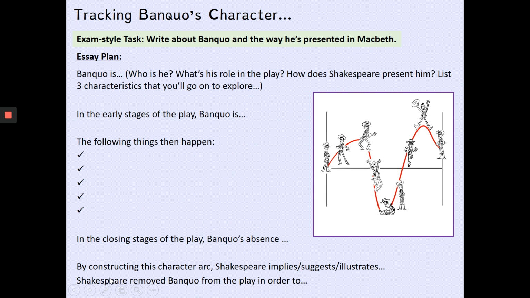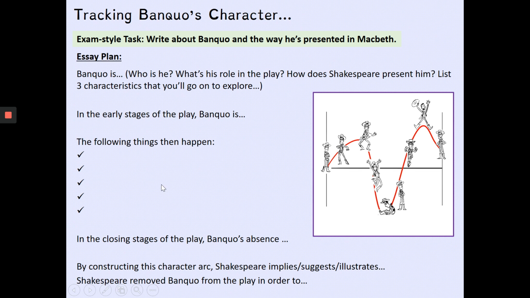And then finally, if that one's tricky, maybe do this one instead, but you can do both. Shakespeare removed Banquo from the play in order to do what? So that's an interesting one. That's thinking without Banquo, what does Macbeth become? Or by killing Banquo, what does Macbeth become?